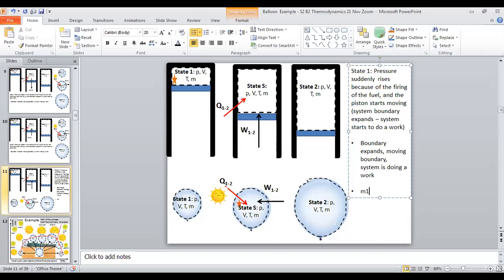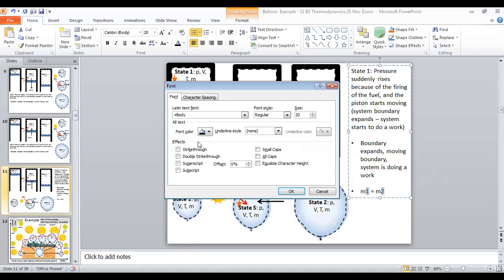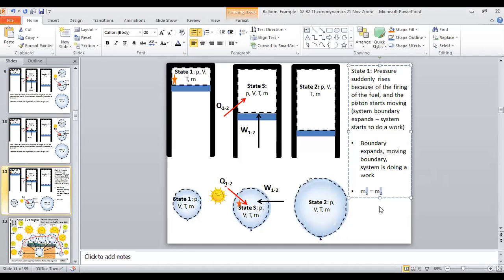M1 is M2. Can you remember? M1 is M2, and the mass at the state 1 is equal to the mass at the state 2 because of this closed system for both the cases. I explained it very well, but somehow the slide is missing.